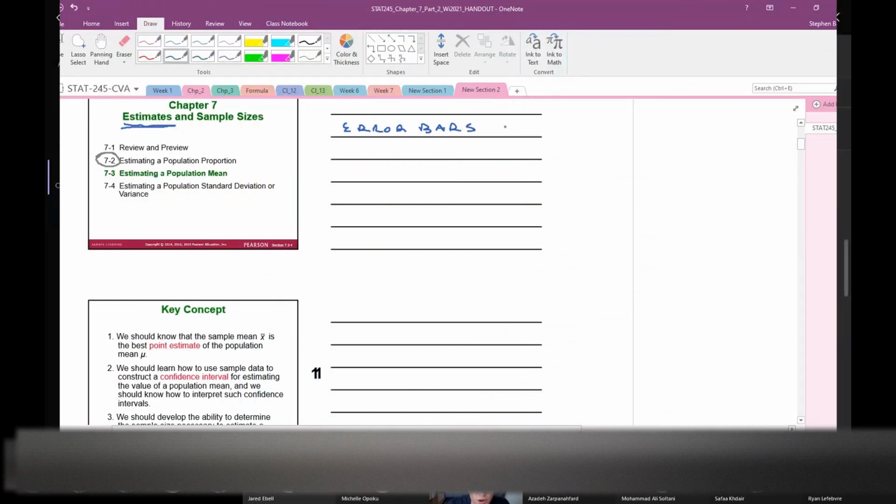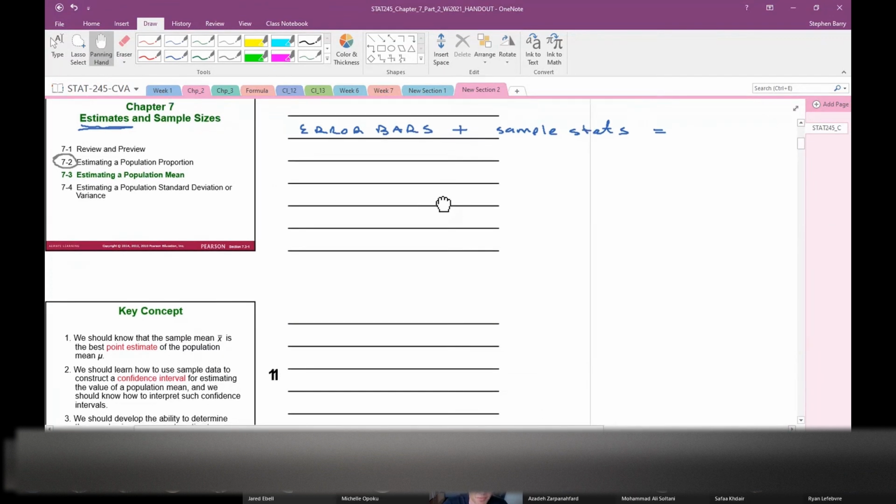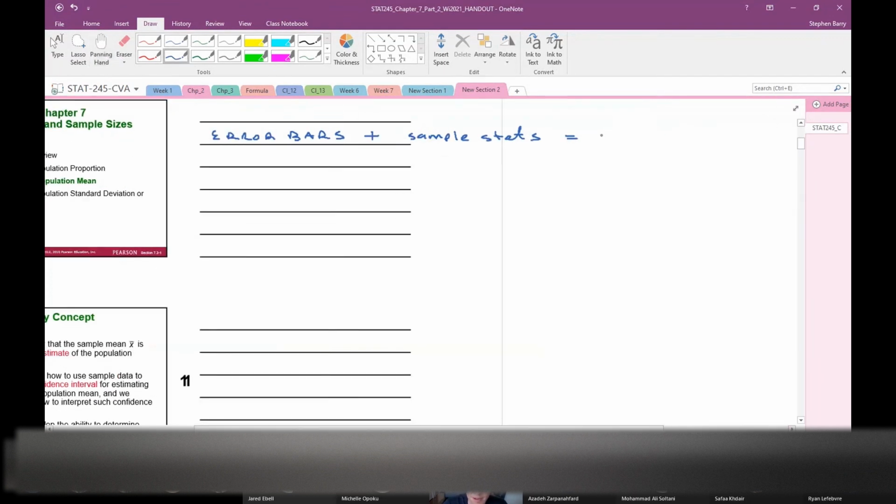So we want to throw error bars on sample statistics. And once we do that, maybe an even better symbol here would be: error bars plus sample statistics equals the estimates on the population, right? In other words, population parameters.